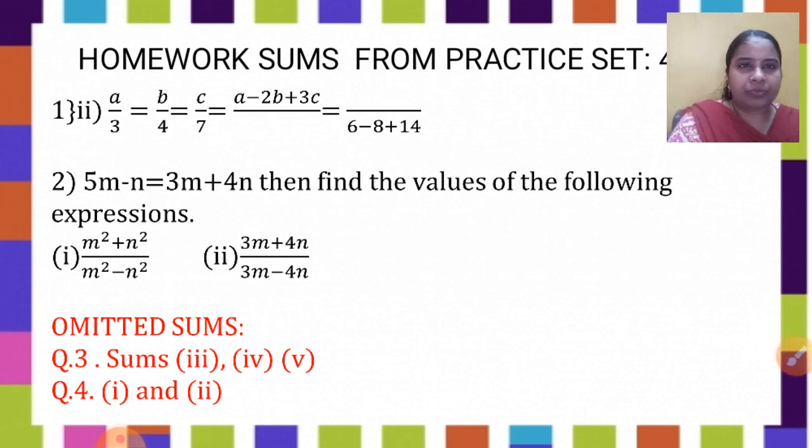Then the omitted questions are sum number 3, 4, 5 and question number 4, 1 and 2. Okay. So please make a note of it. These sums are omitted and these 2 sums I have given you as homework sums.